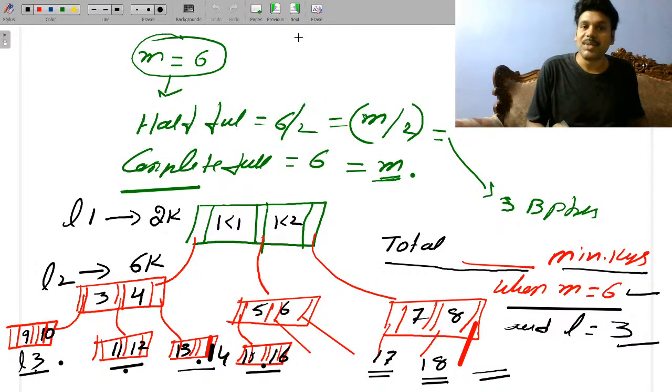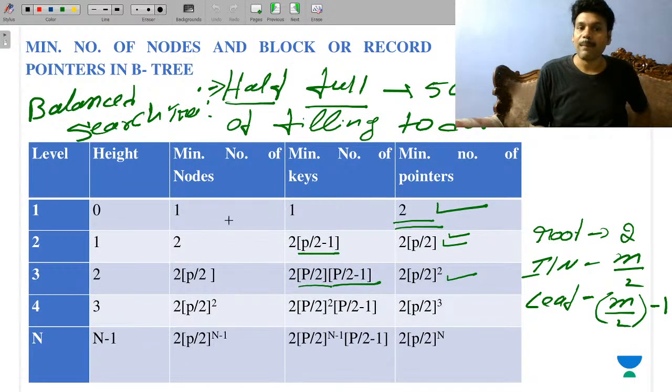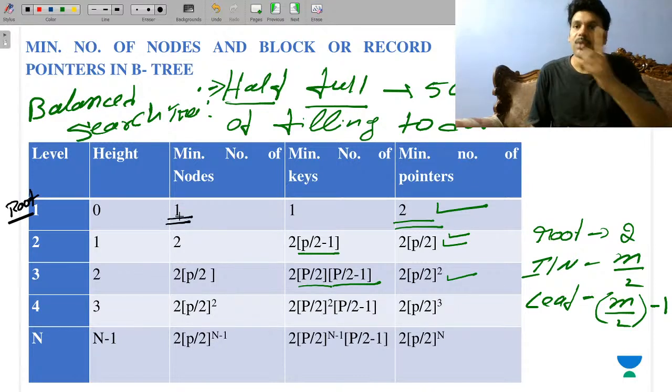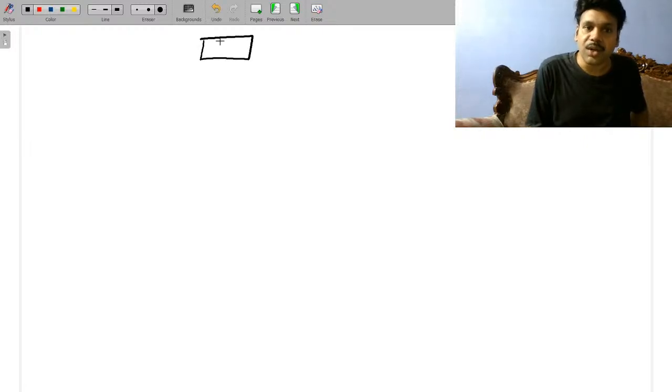Why 17 keys? Please observe here. You can calculate why we have got 17 keys. Anybody? You're all thinking that it is 18 keys, but there is a small issue. What is the issue? Please look at our previous slide once. All of you, please listen carefully. At root, minimum nodes how many? 1. Minimum keys how many? 1. Minimum pointers how many? 2. Therefore, what will happen? Now observe carefully. I got 1 node which consists of two pointers, and I am supposed to give only one key.